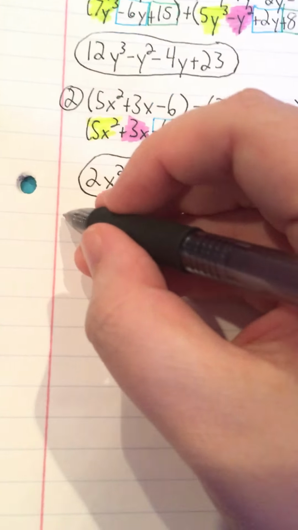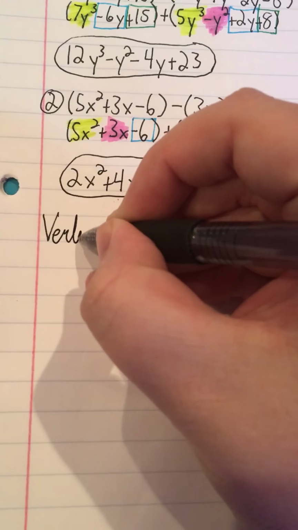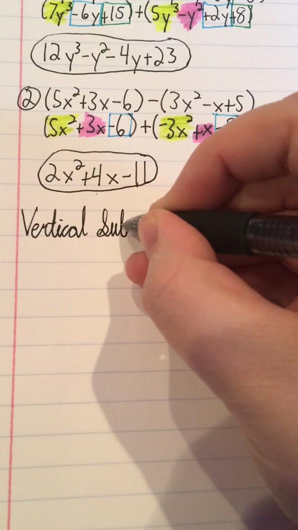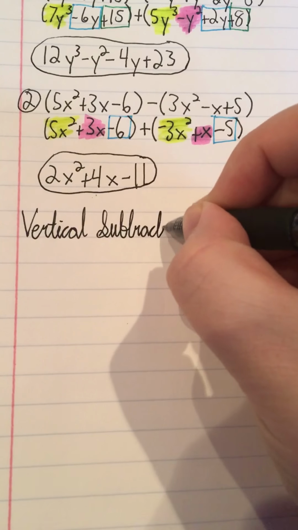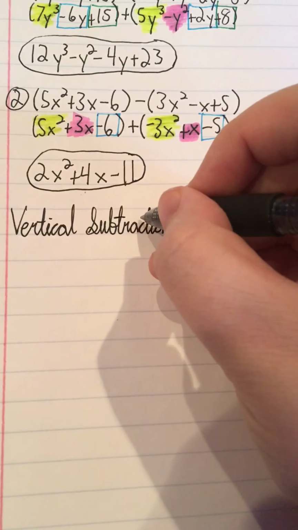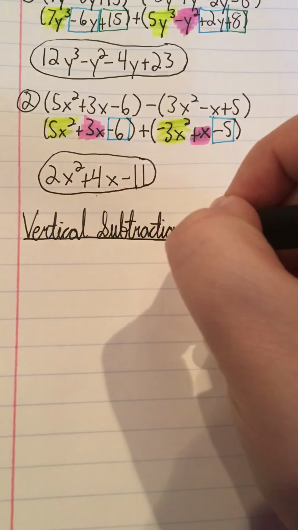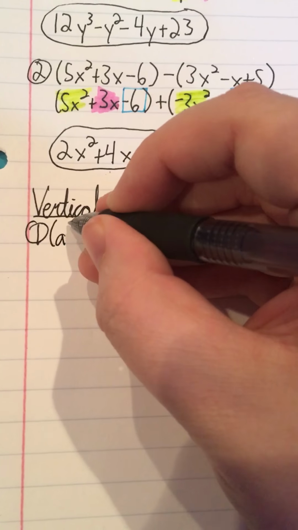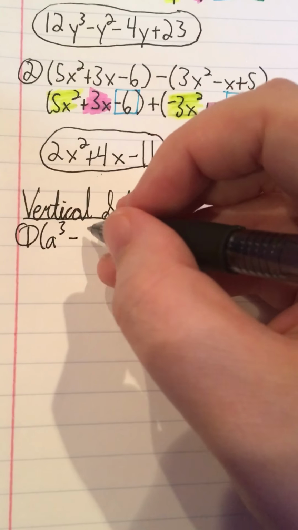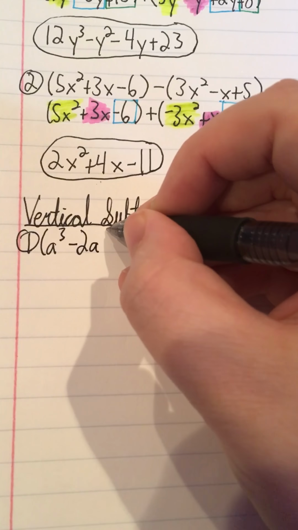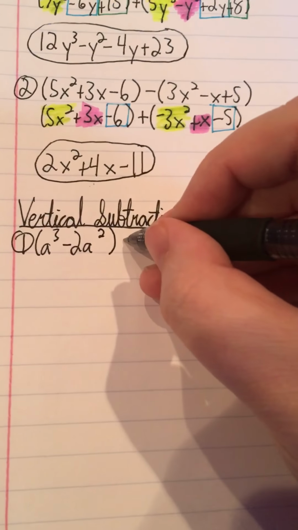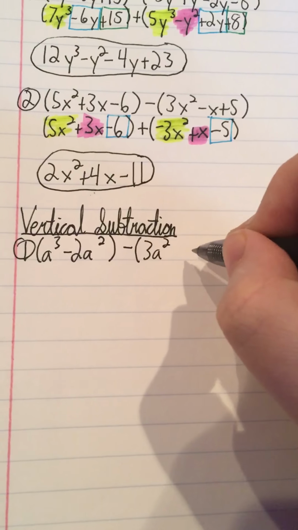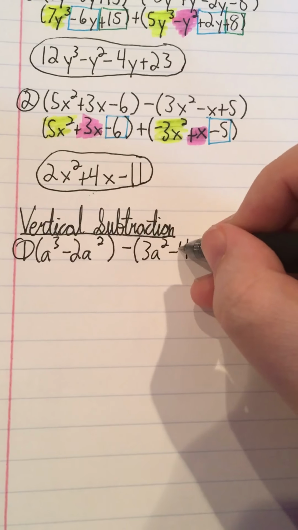So now we're going to move on to vertical subtraction. So for our first problem, we have a cubed minus 2a squared minus 3a squared minus 4a cubed.